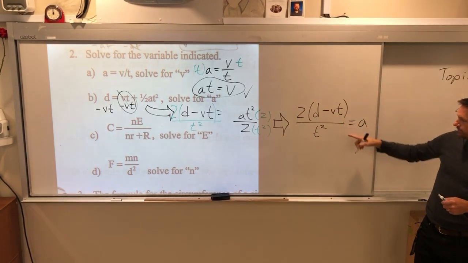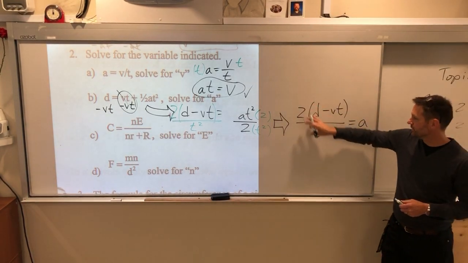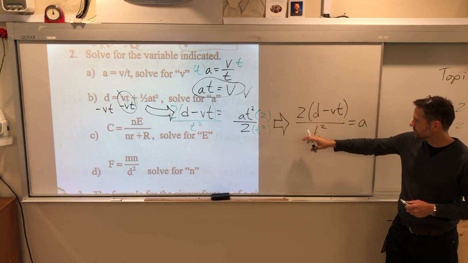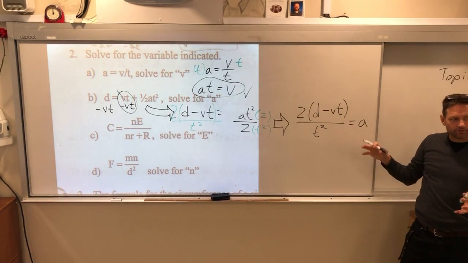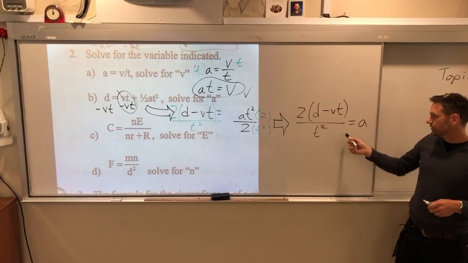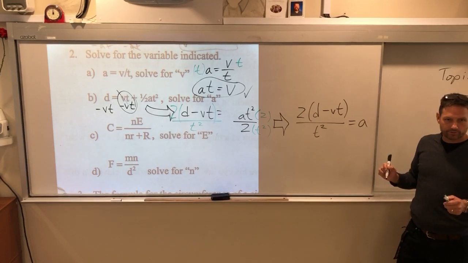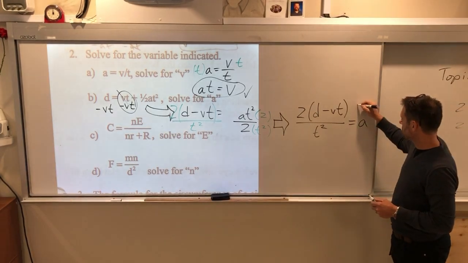You can do some stuff to this. You could separate these terms and go 2D over T squared minus 2VT over T squared. You could cancel out a T, and you could do some things with that. But this is good enough for now. Okay, so that's that one.